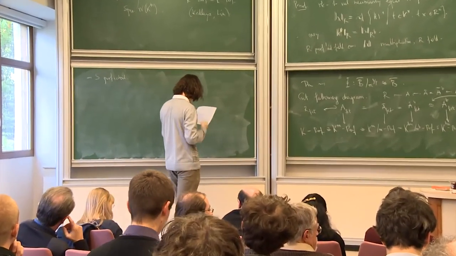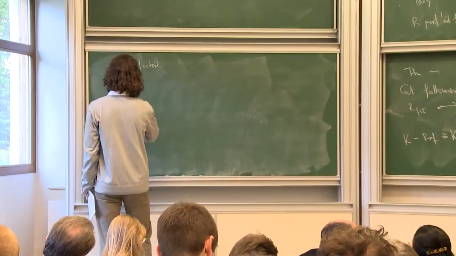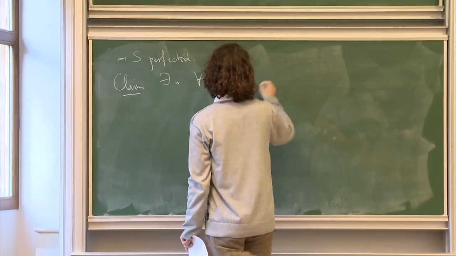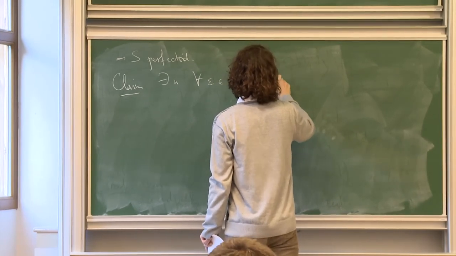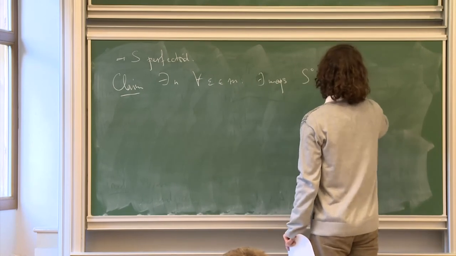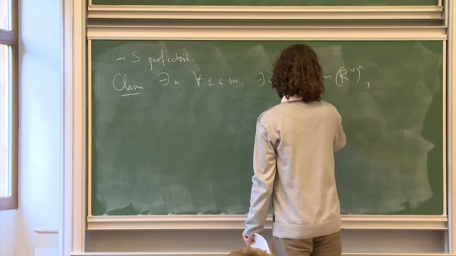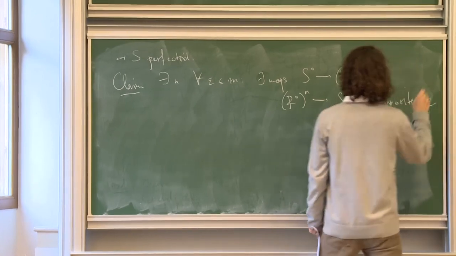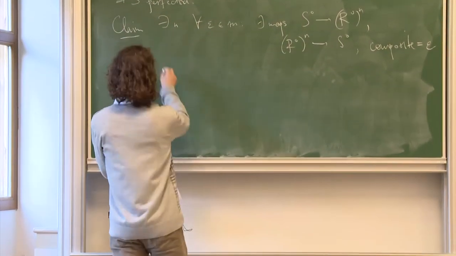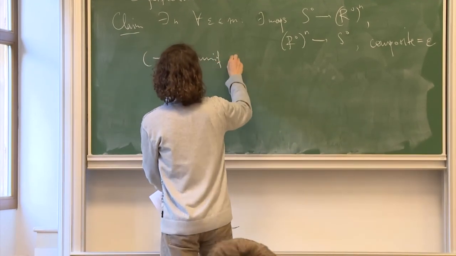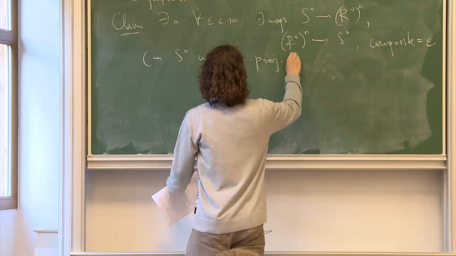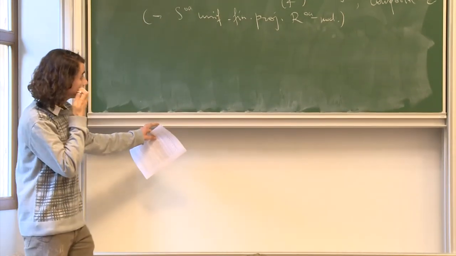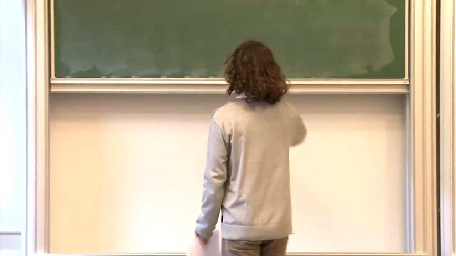And now we have to see that there exists some n such that for all epsilon and m, there are maps to R naught to the n, and the other way around, with composite equal to multiplication by epsilon. For this will imply then that S naught is a uniformly finite projective R naught module, S naught A, which is part of the assertion.